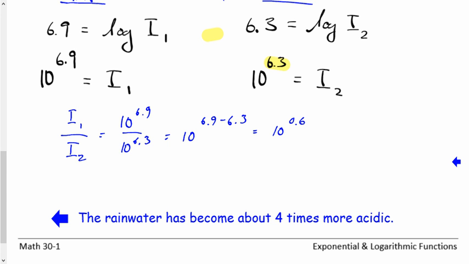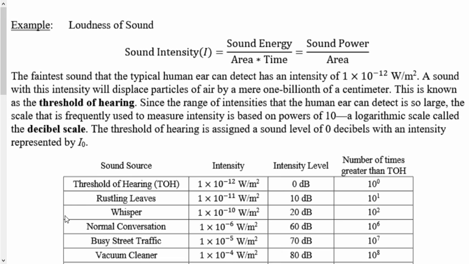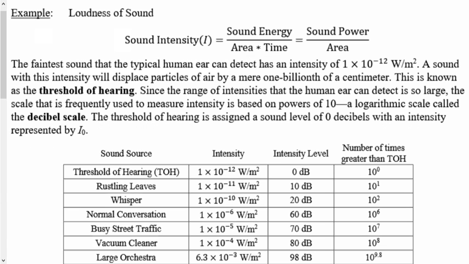Next type of example that also uses the logarithmic scale, and that would be the loudness of sound. Our ears are super sensitive. So the faintest sound that a typical human ear can hear has an intensity of 1 times 10 to the negative 12 watts per square meter. So let's just pause for a moment to think about that. So watt, that's a measure of power, so it would be the sound power, and square meters would be area. So this would be the intensity of the sound.